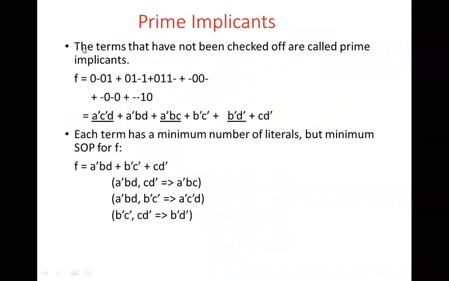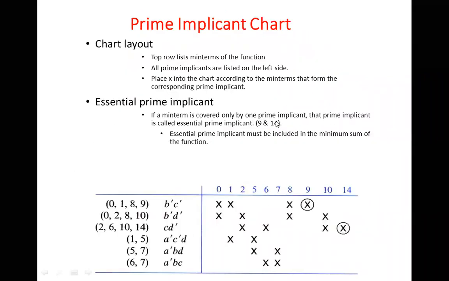So all the prime implicants I've listed, I got 1, 2, 3, 4, 5, 6 prime implicants. Now what are the essential prime implicants? I have to write down all the 6 prime implicants over here in the prime implicant table.